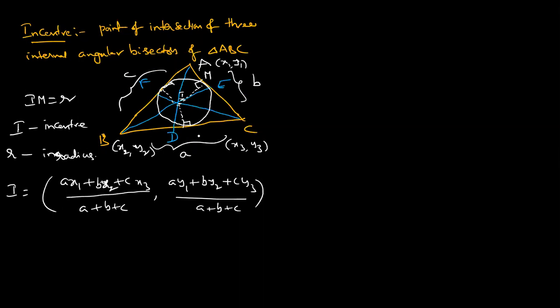If I'm giving these two points, how to find the distance? It is the square root of (x2 minus x1) whole square plus (y2 minus y1) whole square. Root over the whole thing. Now you write down.